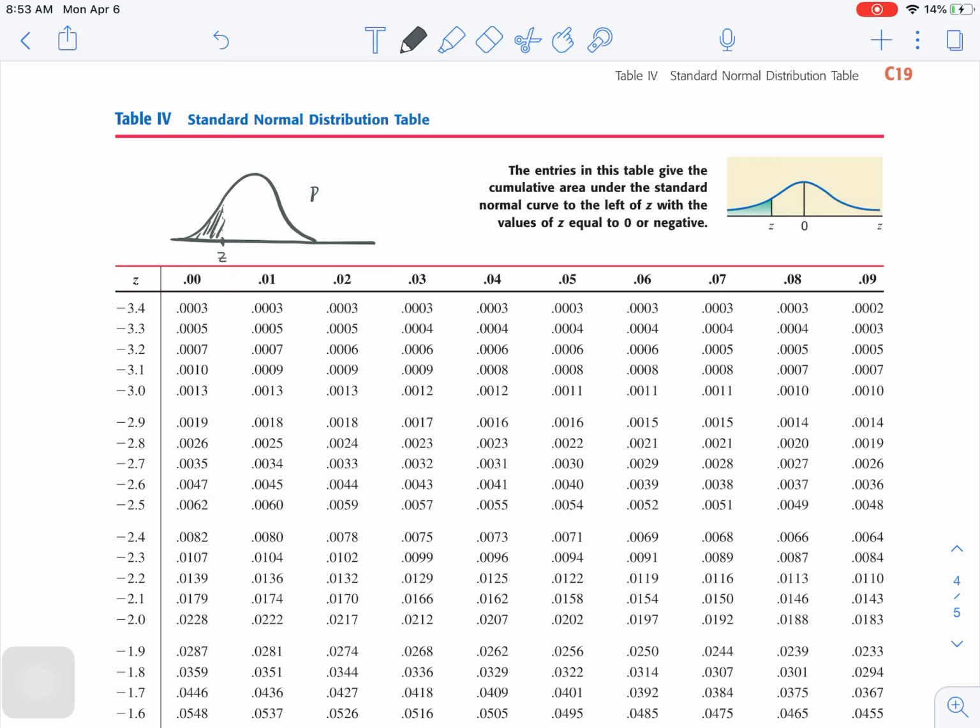Or in other words, let's say that this value is -1. The normal table will always give you the probability that Z is less than that value, that Z is less than -1. So for example, this value right here tells us that the probability that Z is less than or equal to, or strictly less than, -3.40 is equal to 0.0003. That's how we read our normal table.